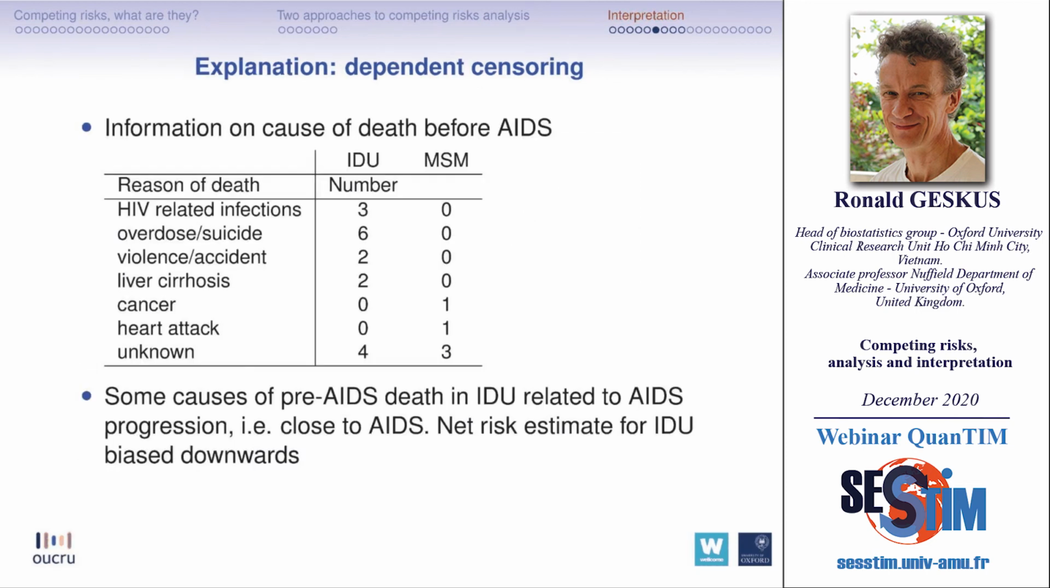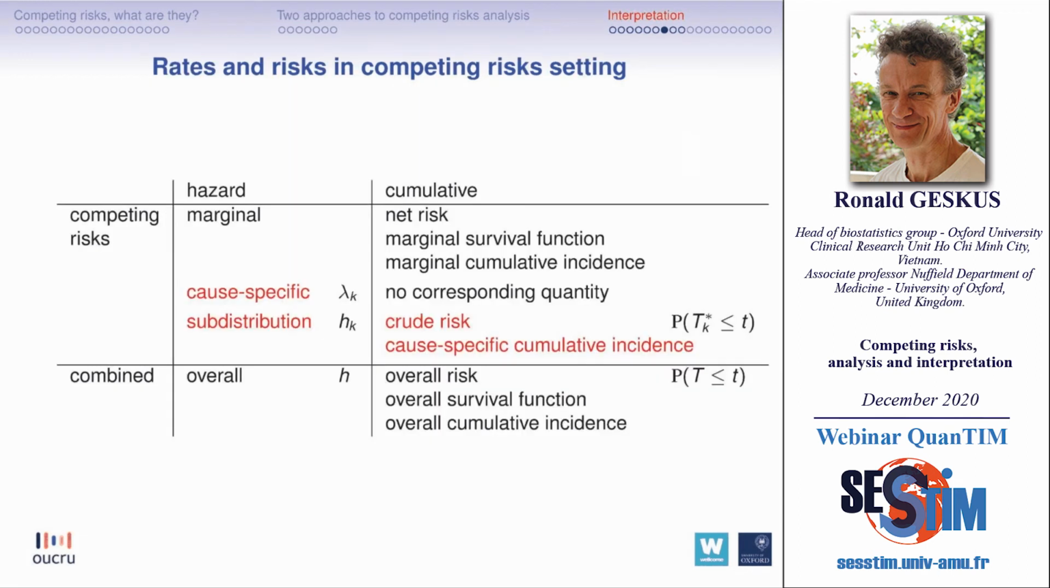And of course, the reason why you get this difference in estimates is because of the pre-AIDS mortality that is clearly related to progression to AIDS. So here we have the information on the causes of pre-AIDS mortality, and this mainly occurred in the injecting drug users. If you look at the reasons, some of them are clearly related to progression to AIDS, but they never had an official AIDS diagnosis. And then the Kaplan-Meier is not valid. So that was about the marginal distribution.